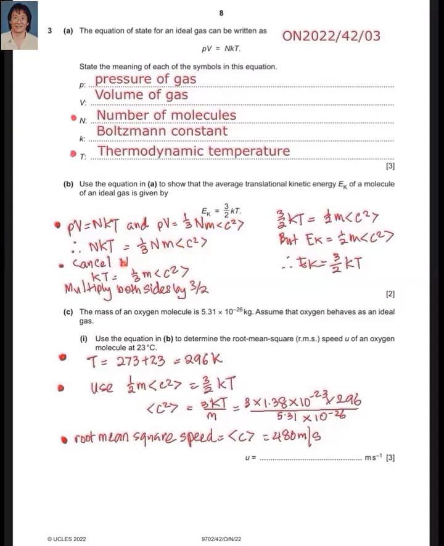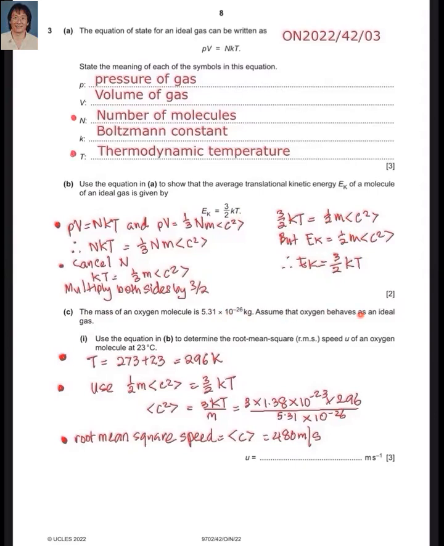You can cancel off the N. Therefore, you get kT equals 1/3 m c squared. Then you multiply both sides by 3/2. This will give you 3/2 kT equals 1/2 small m c squared. But 1/2 m c squared is the kinetic energy of 1 molecule. Therefore, EK equals 3/2 kT, which is proven. Now the mass of an oxygen molecule is 5.31 times 10 to the minus 26 kg. It means the small m for oxygen is this value.